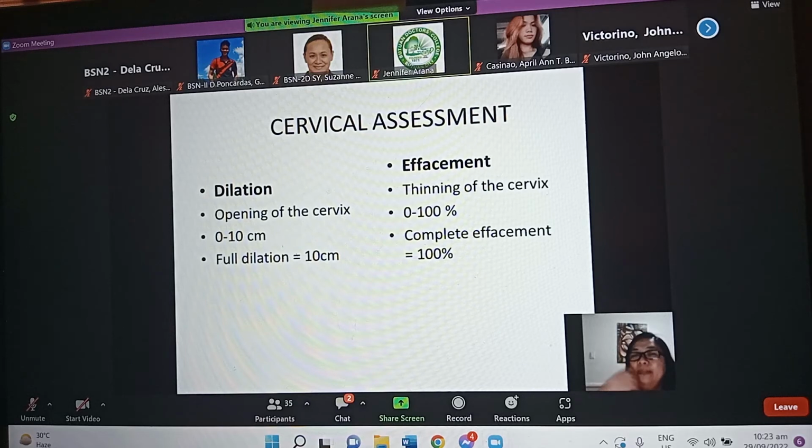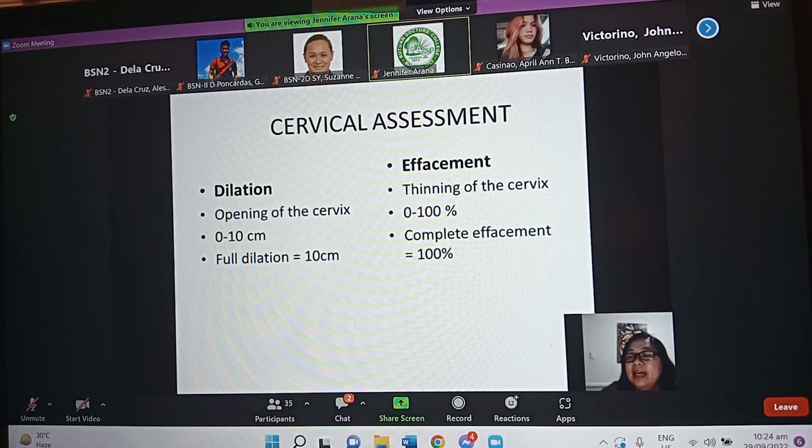Okay, during an internal exam, we will be able to assess the cervix, or the cervical assessment. Two things are to be assessed during a cervical assessment: the dilation and the effacement of the cervix. What is cervical dilation? Cervical dilation is the opening of the cervix, or the size of the cervical opening, which is measured in centimeters. So from 0, full dilation is 10 centimeters.